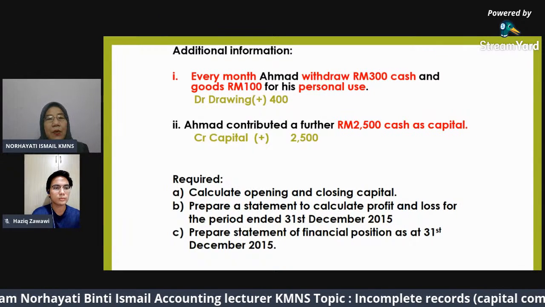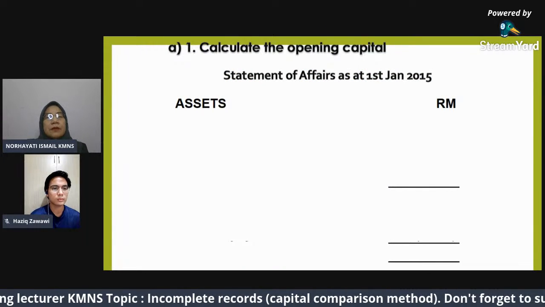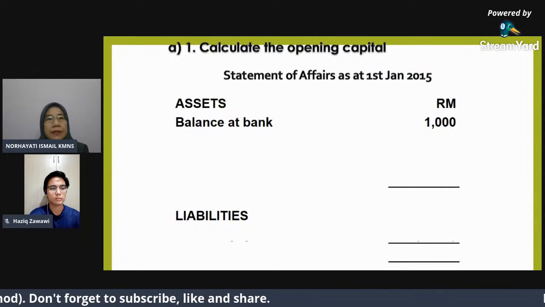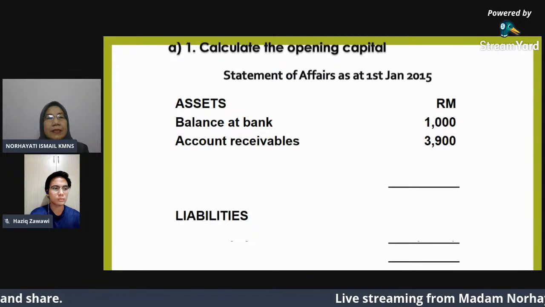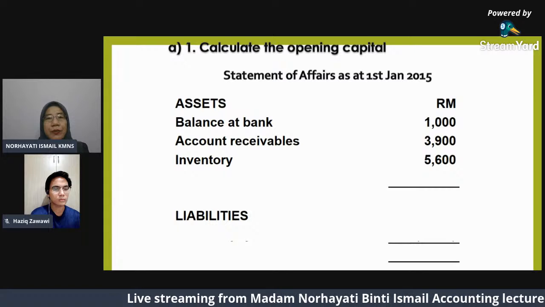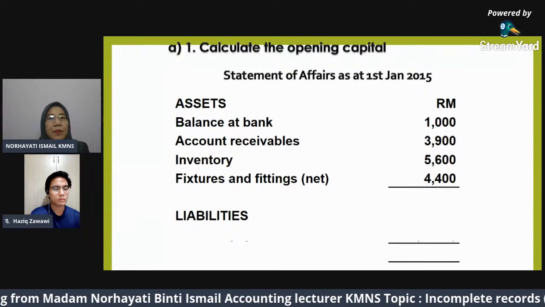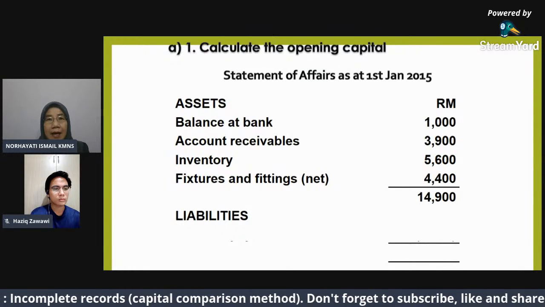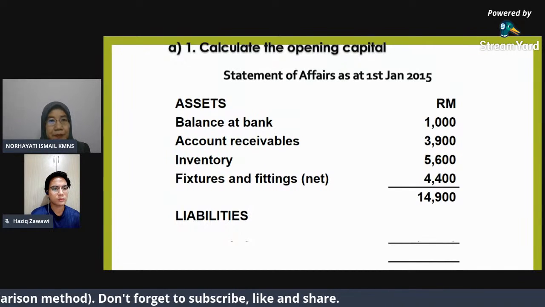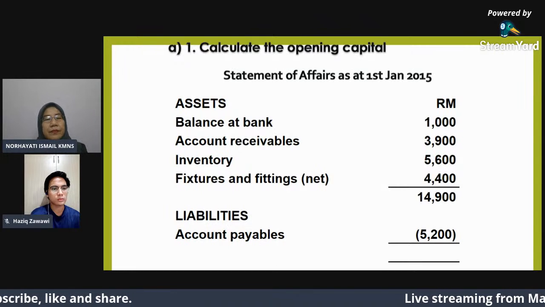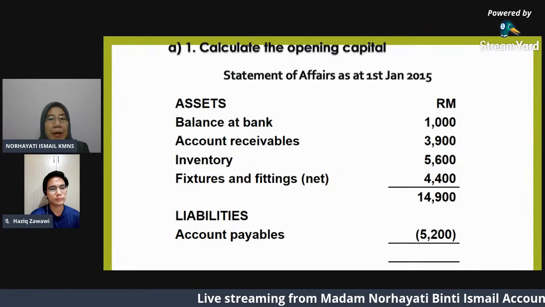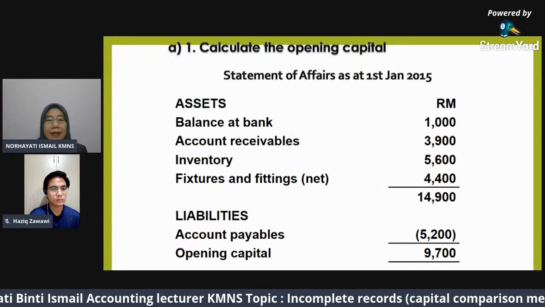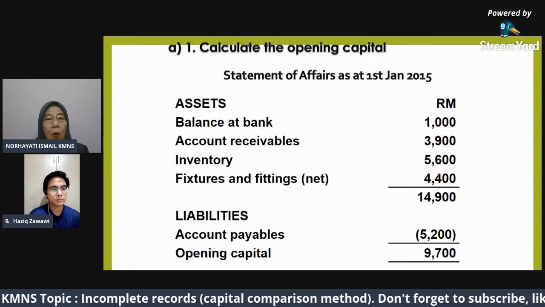So first step, you must calculate the opening capital. So we have to prepare the statement of affairs. So this is the statement of affairs. We identify the list of assets. So how many assets do you have from the question? There are 4 assets. And you get the total for asset, 14,900. This is the beginning asset. Okay, liabilities for the beginning year, you have only account payable. So we just less account payable and you get the amount 9,700. So this is opening capital.